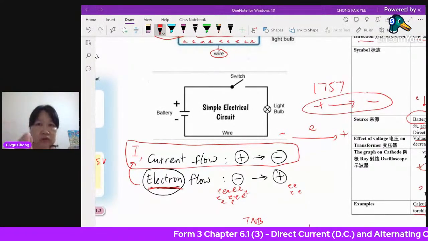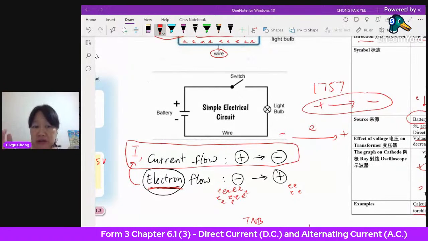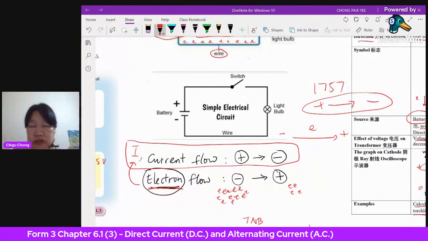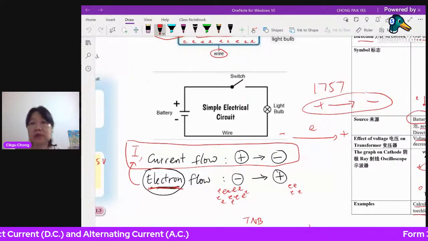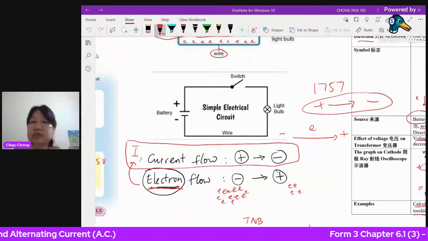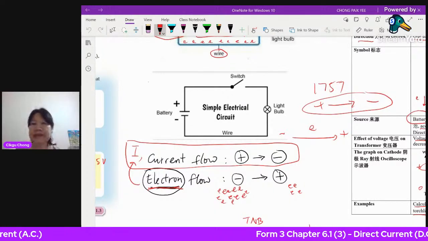So remember that when you go to Form 4, Form 5, current flow is always positive to negative. But when a question asks you for electron flow, you take it to be negative to positive. So it's just like that. Just like I said, it's so messy to change.